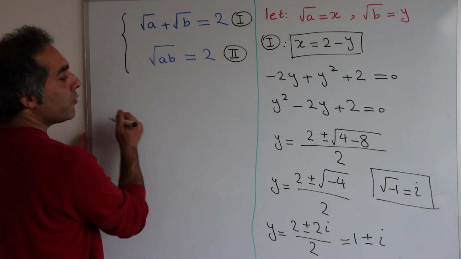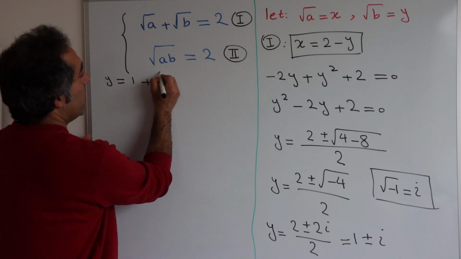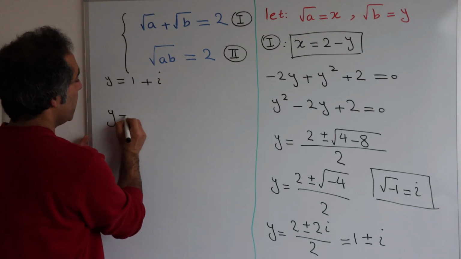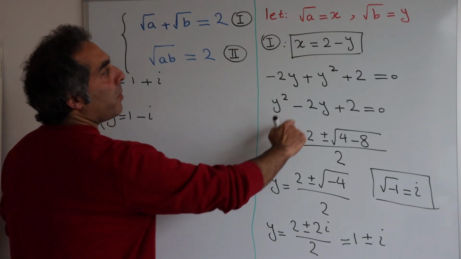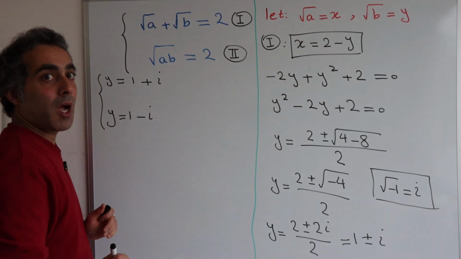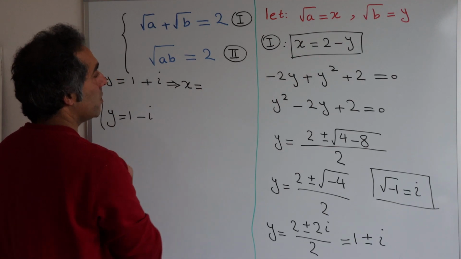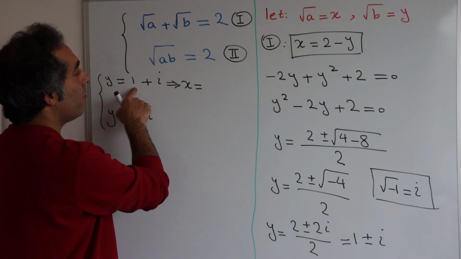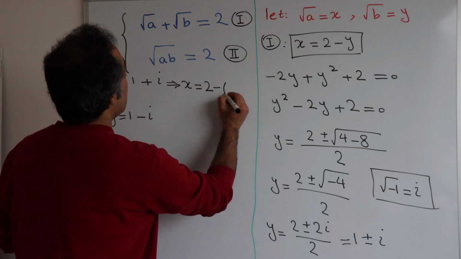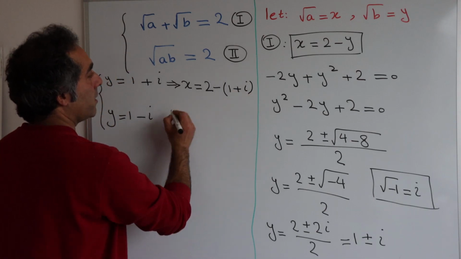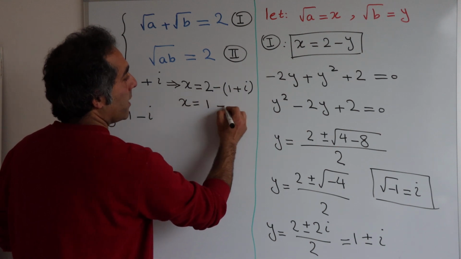Now I have two answers for y. y is 1 plus i, or y is 1 minus i. These are both our solutions. But x is 2 minus y. I can use this equation to find out what x is. x equals, if y is 1 plus i, x is 2 minus, 1 plus i. So x will be 2 minus 1, which is 1 minus i.